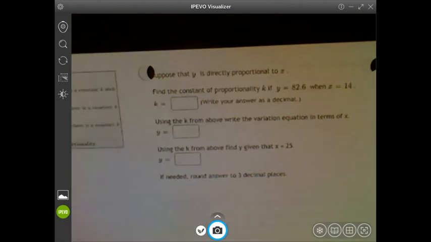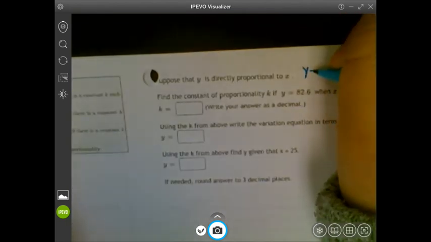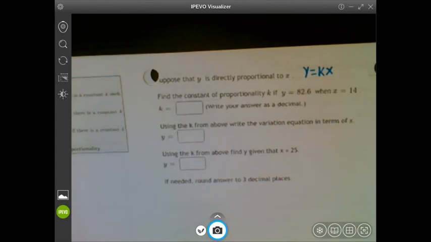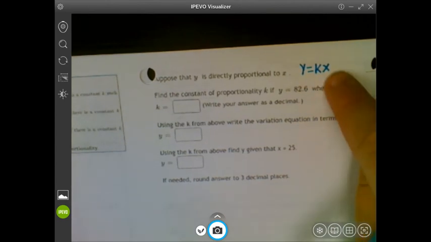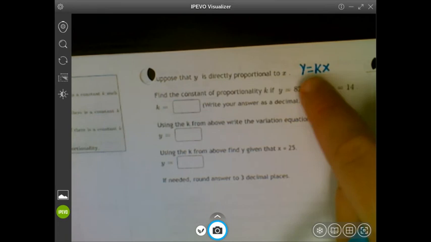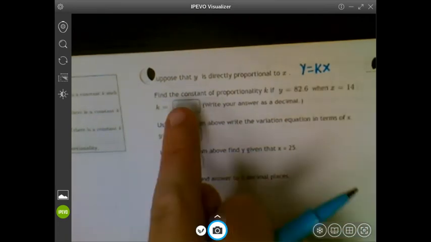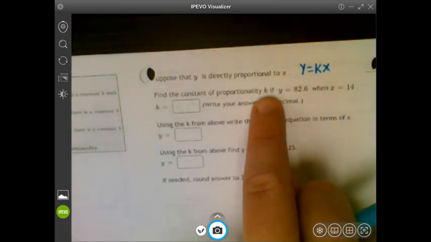All right. And this makes it look a lot more complicated than what you'll probably notice as we go through these. So the first question here says, suppose that y is directly proportional to x. So directly proportional, if you go back, means that y equals k times x. So the relationship between x and y is that x times some number is y. So it says find the constant of proportionality k.